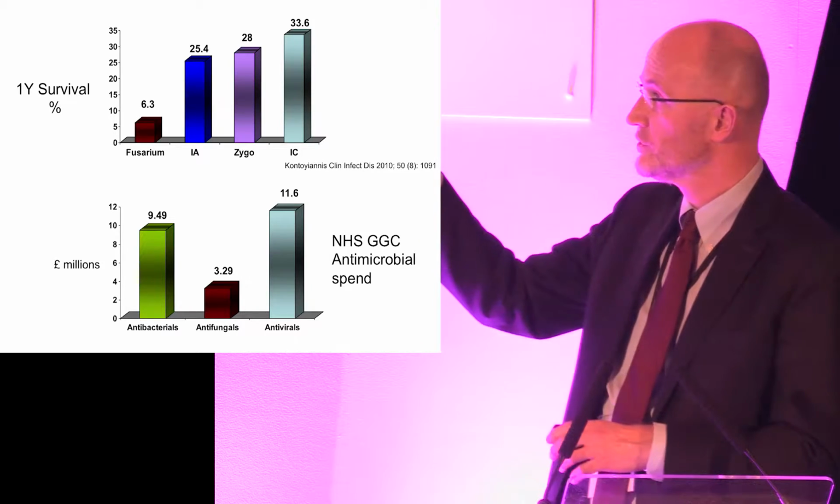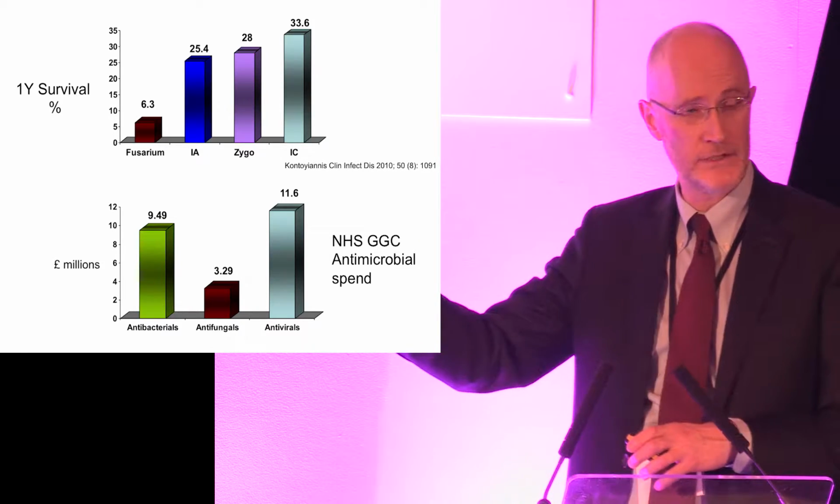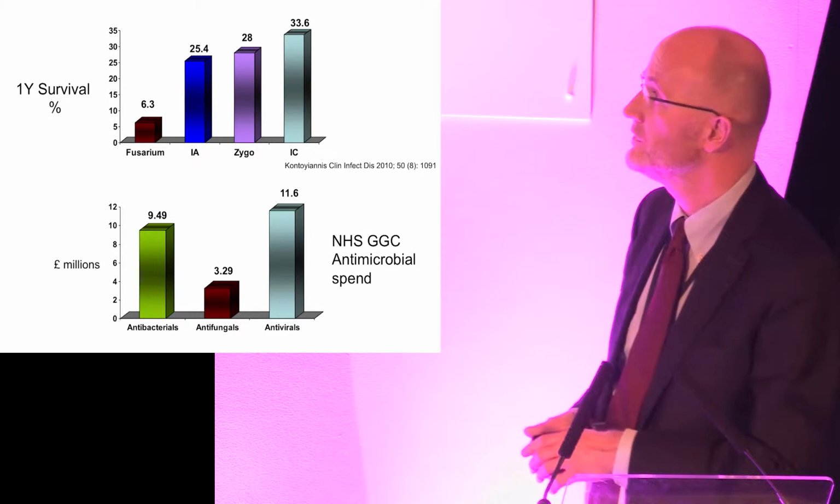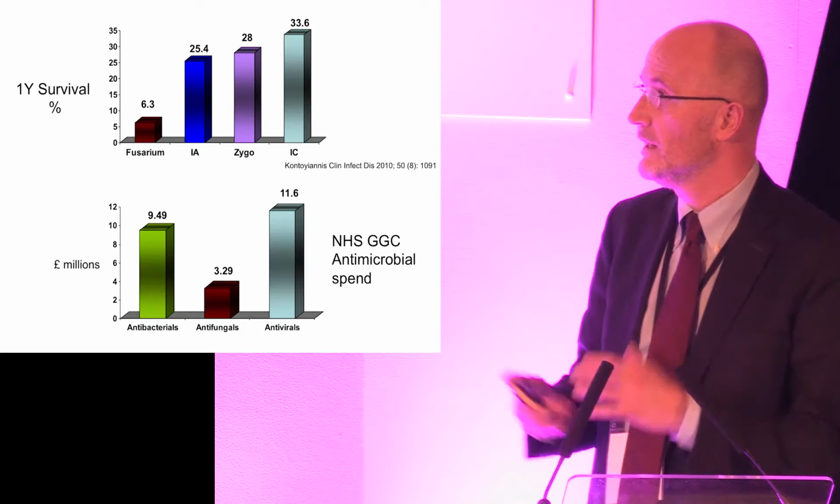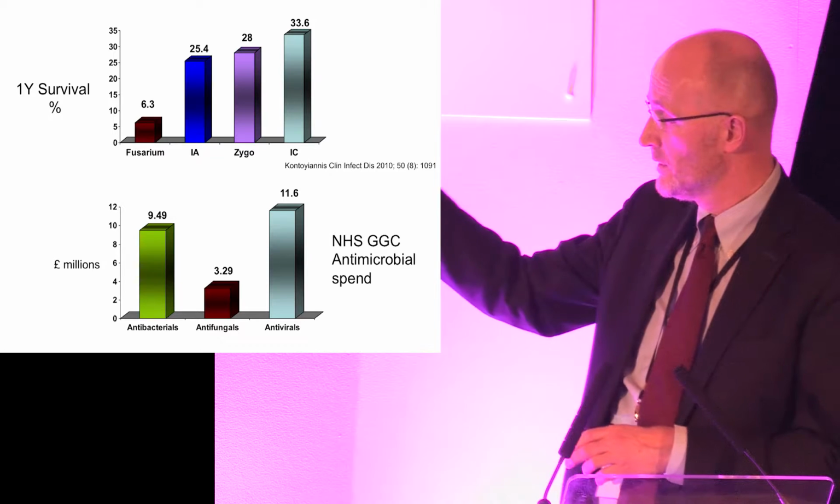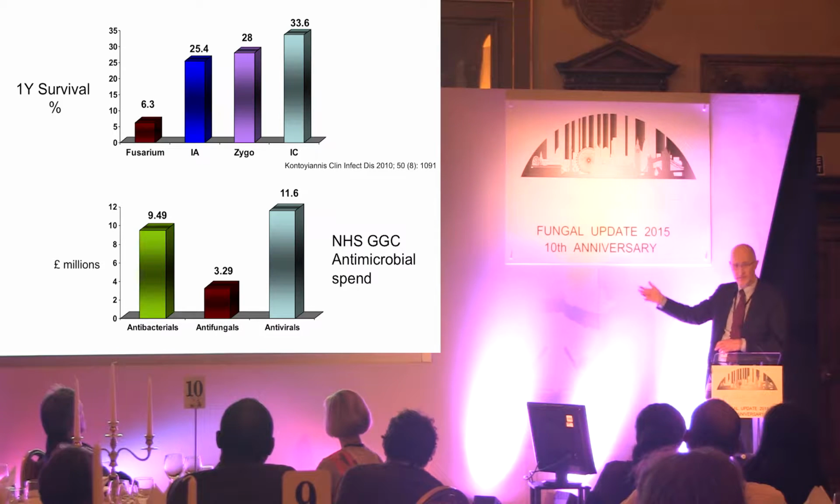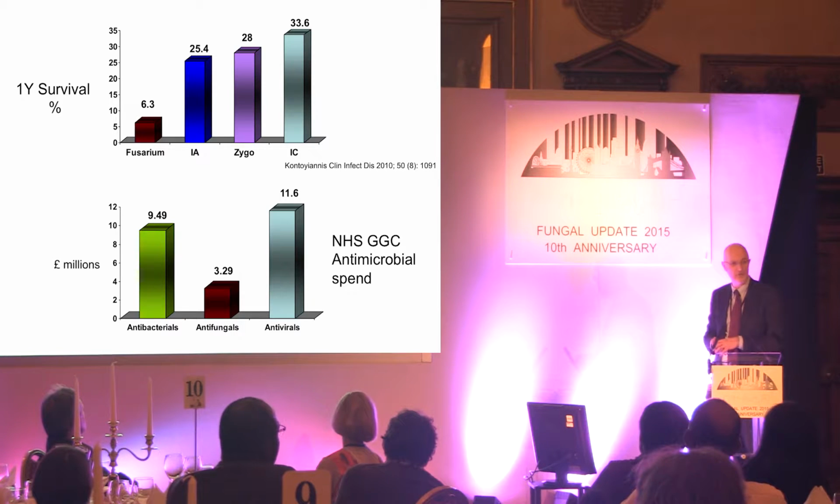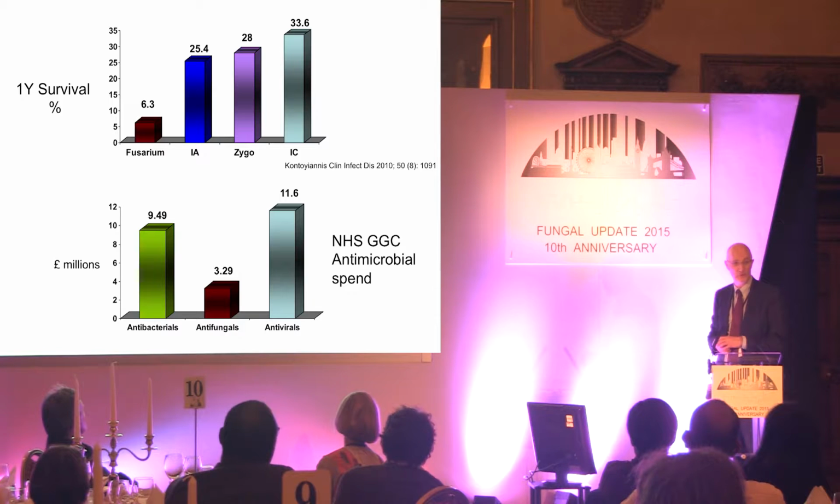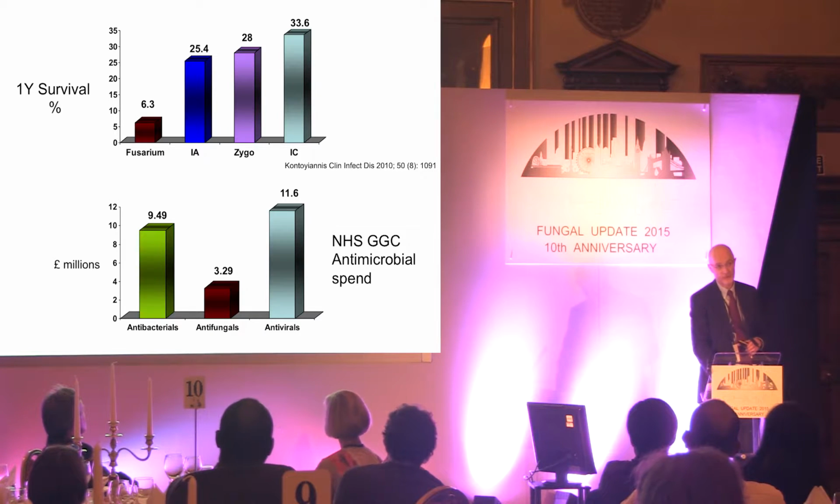The top graph shows survival data from the Transnet data series, which is a huge 16,000 patient US study. And you can see that the 1 year survival in IA is 25%. That is derisory, isn't it? And if you look at the NHS Greater Glasgow and Clyde antimicrobial spend last year, on antifungals, we spent £3.29 million. And 40% of that was in the West of Scotland Beatson Cancer Centre. Okay, so we're not doing very well for our patients, and we're spending a shed load of money in achieving that.